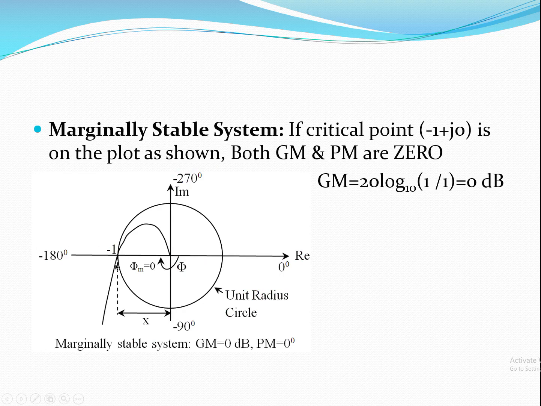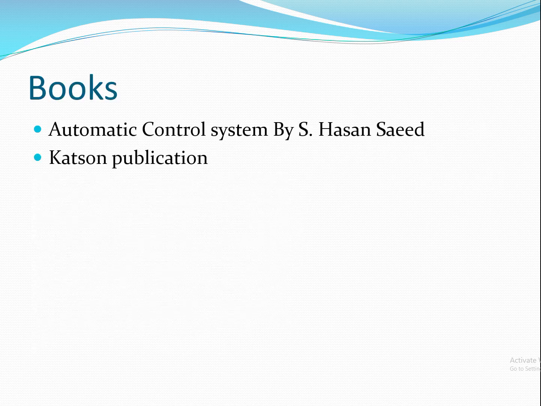Now, if your minus 1 plus j0 point is on the unit circle, okay, if this point minus 1 plus j0 is on your plot, that means you will be having this critical point and your point is the same. Okay, so you will be having a marginally stable system. In this case your gain margin is equal to 0 and phase margin is equal to 0. Okay, so this is regarding your polar plot.